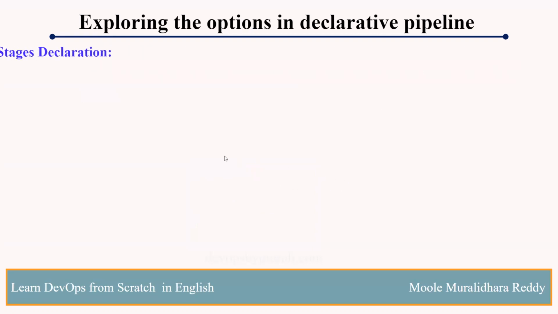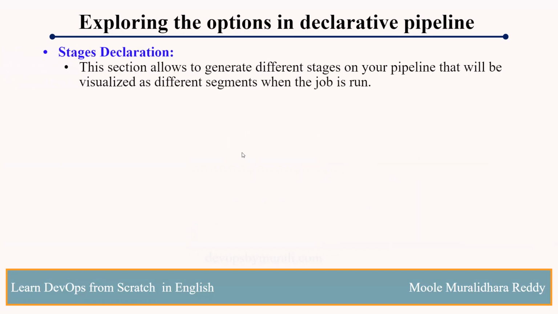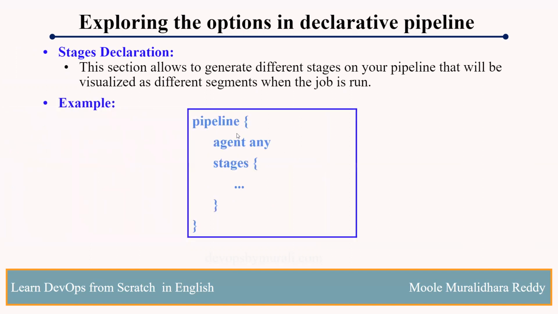Next one, coming to the stages. Stages we can declare inside the pipeline tag. Inside the entire pipeline, there is only one stages block. Inside the stages, we can declare multiple stage. Example, if you see here, pipeline open close, agent any, and here stages open close. Inside the stages, we can define multiple stage. For example, cloning the repository is one stage, building the code and storing the artifact is another stage. We can define it like that.